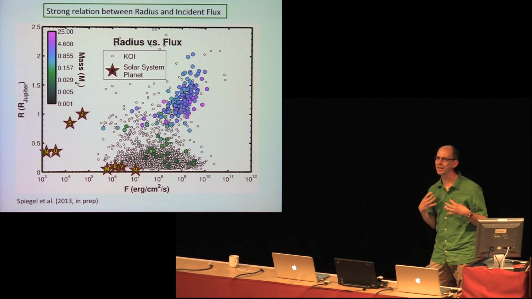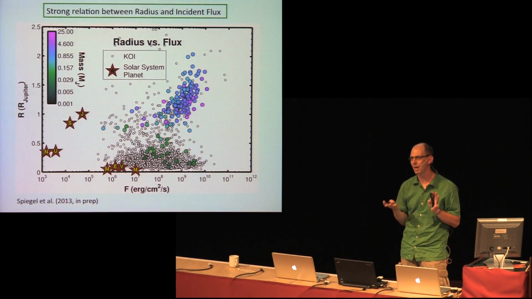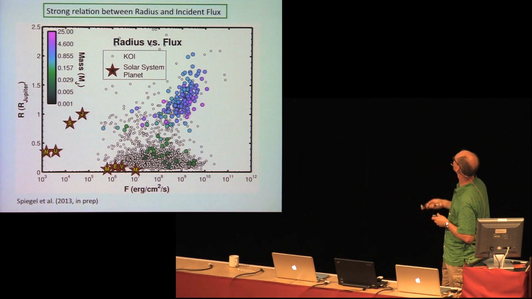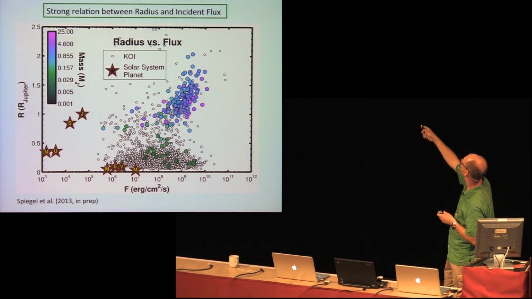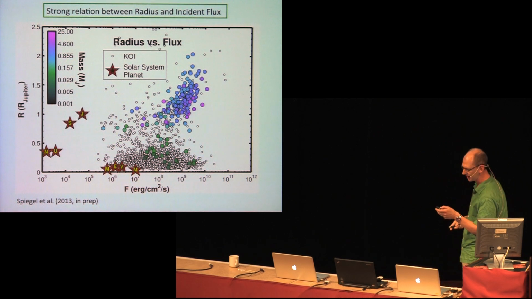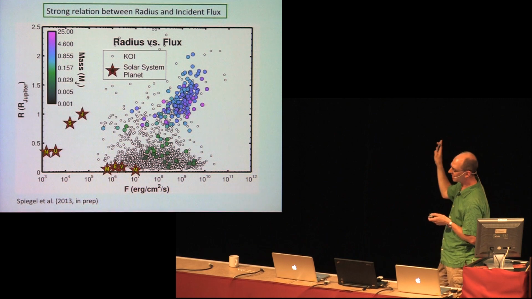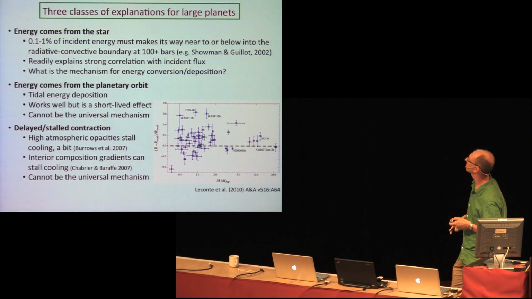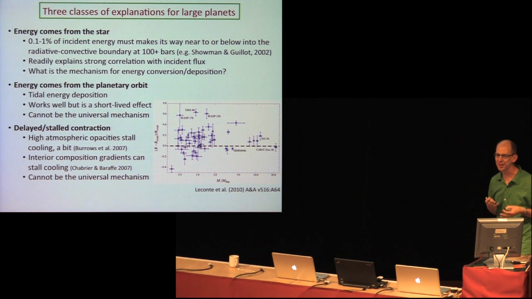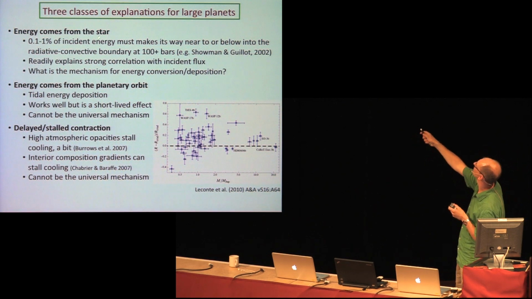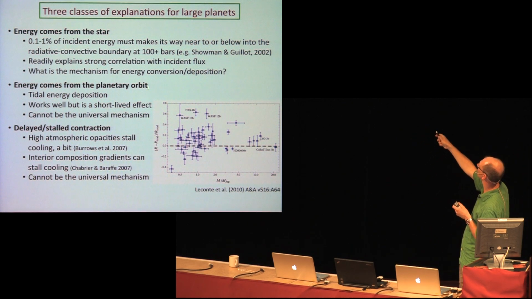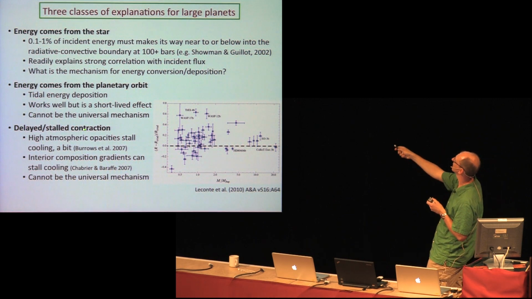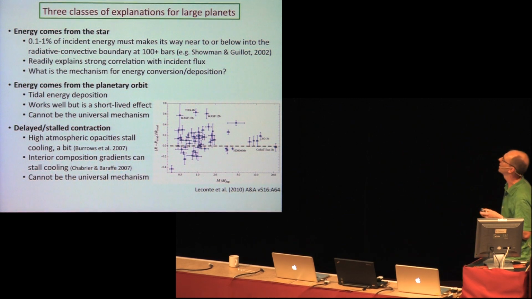This is really something we've only appreciated, I would say, in the past 3 or 4 years or so. And as you get to cooler objects, they're not inflated or much less inflated. We'll come back to that in a minute. So any sort of explanation for why hot Jupiters are inflated has to explain this general trend. There's different classes of explanation. There's a lot of text on here, but we'll get through it. So the different energy sources, I would say, are energy that comes from the star, energy that comes from the planetary orbits, and other mechanisms that delay or stall the contraction within the planet.